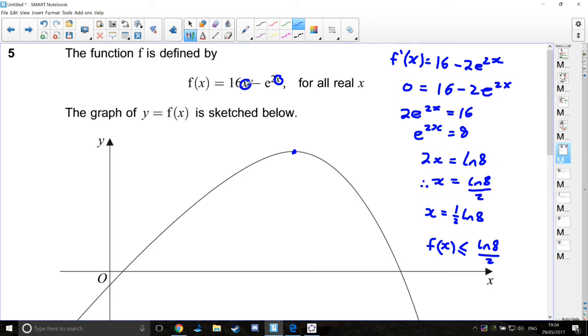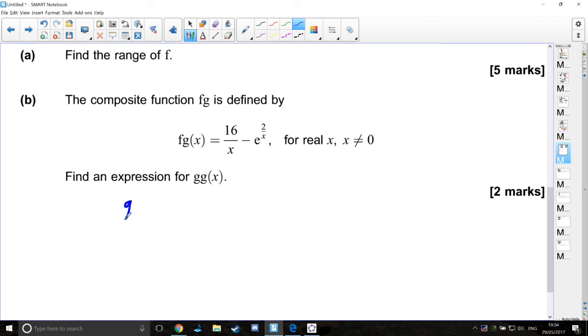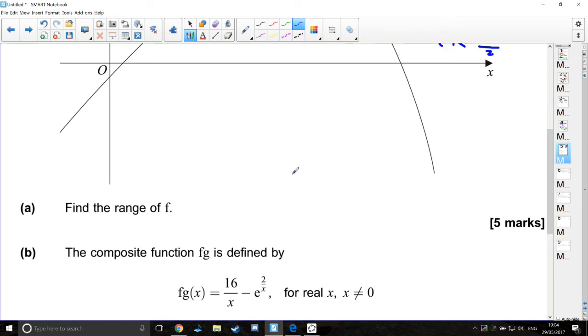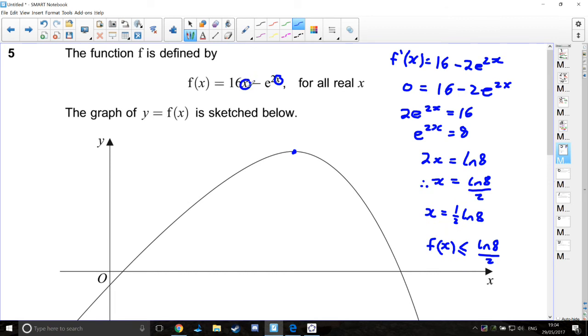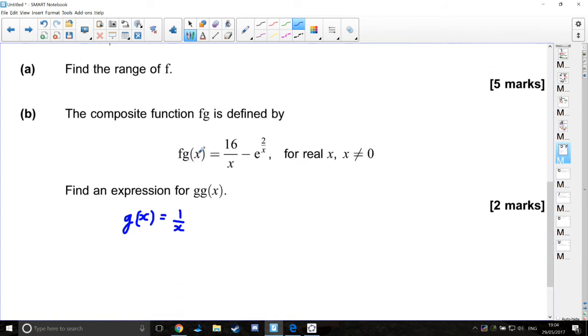Well, what I could change x with is 1 over x. So g of x, what I've put in place of x, is actually 1 divided by x. That's where I've swapped. I've swapped this x here for 1 over x. I've swapped this x here for 1 over x. Therefore, g of x is 1 over x.